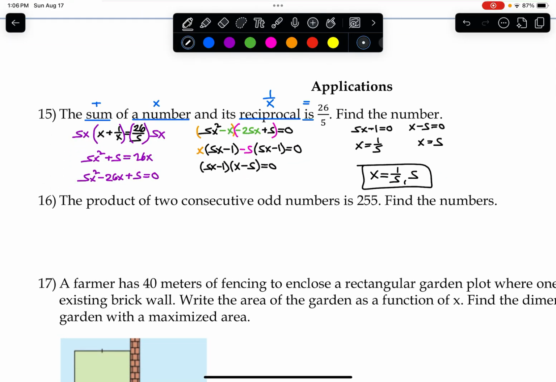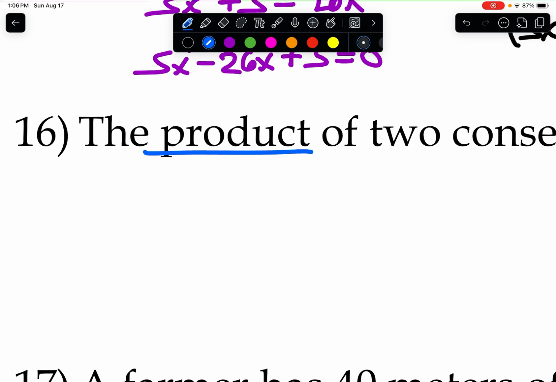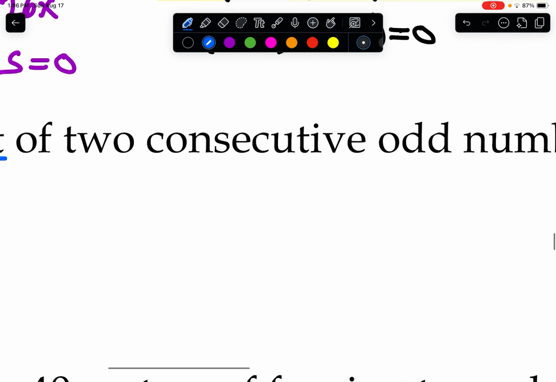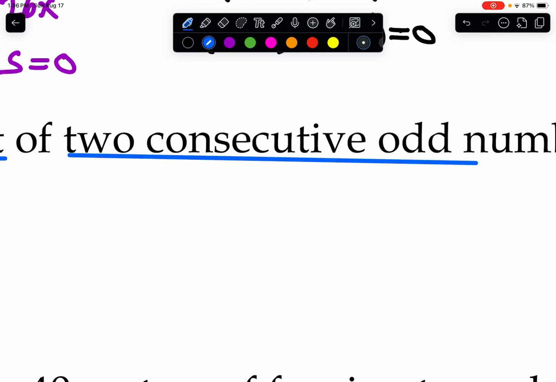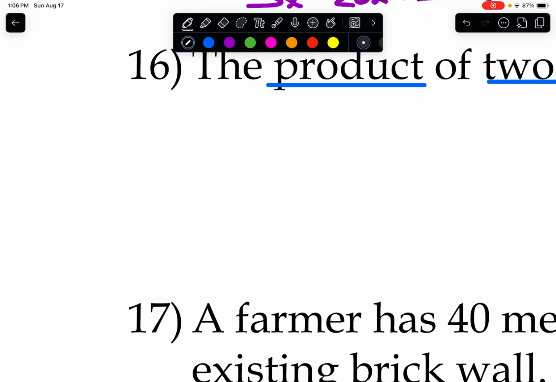All right, and then on 16, I'm just going to do the setup on this one. I'm not going to solve it completely. So we have the product of two consecutive odd numbers. When I say product, that tells us that we're going to be multiplying these values. Now, I know the setup on this one can be a little wonky, so I'm going to do a visual.